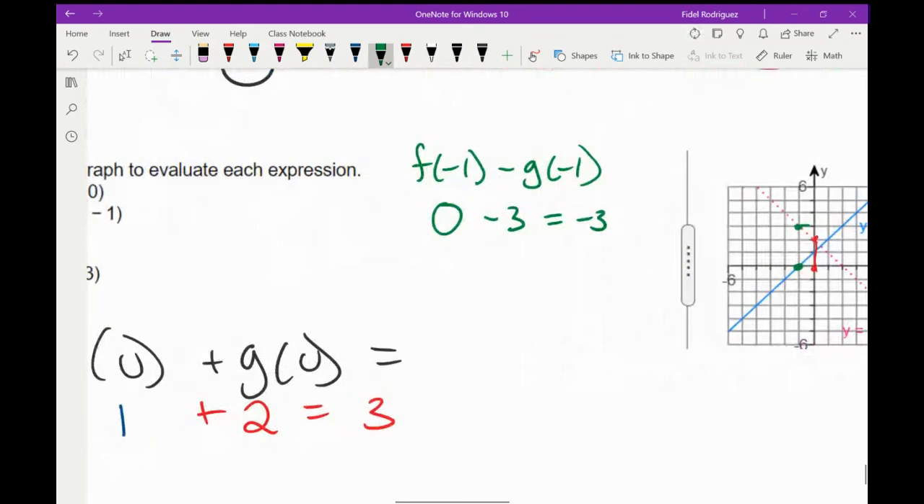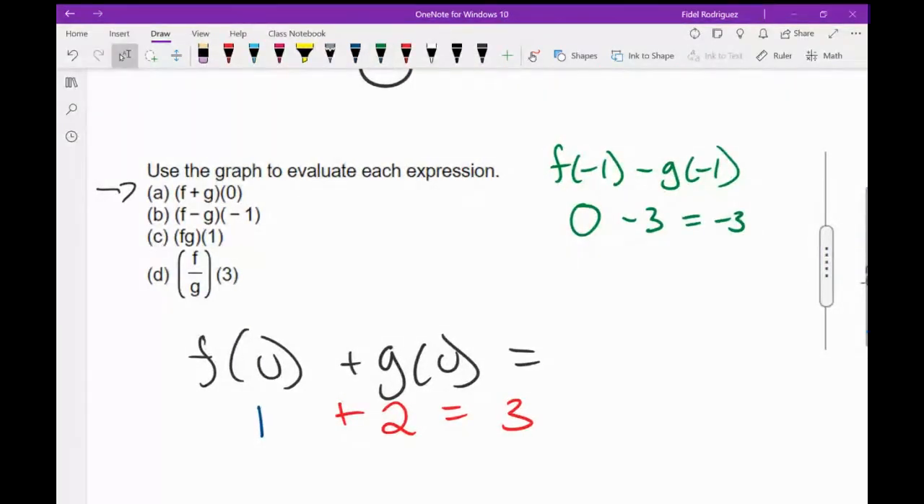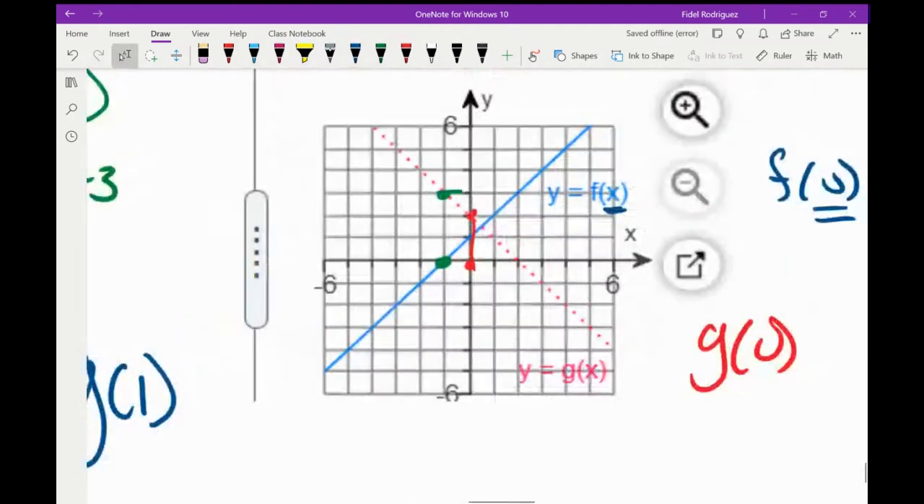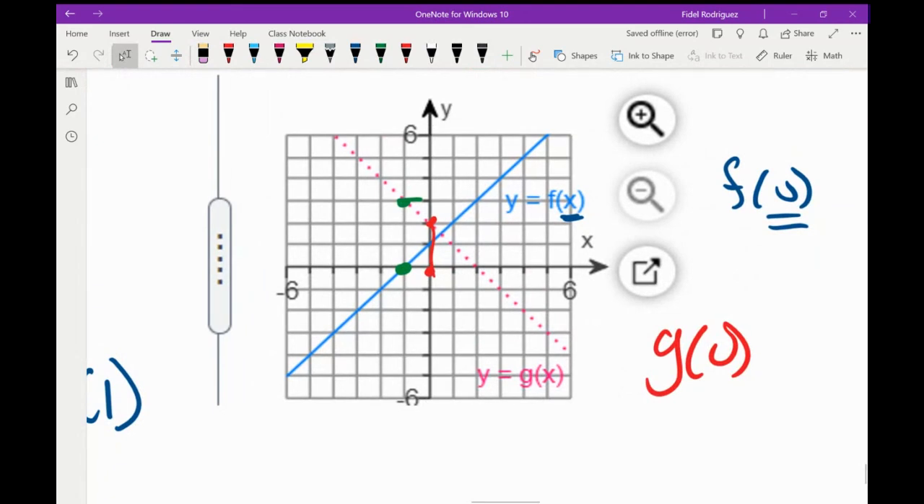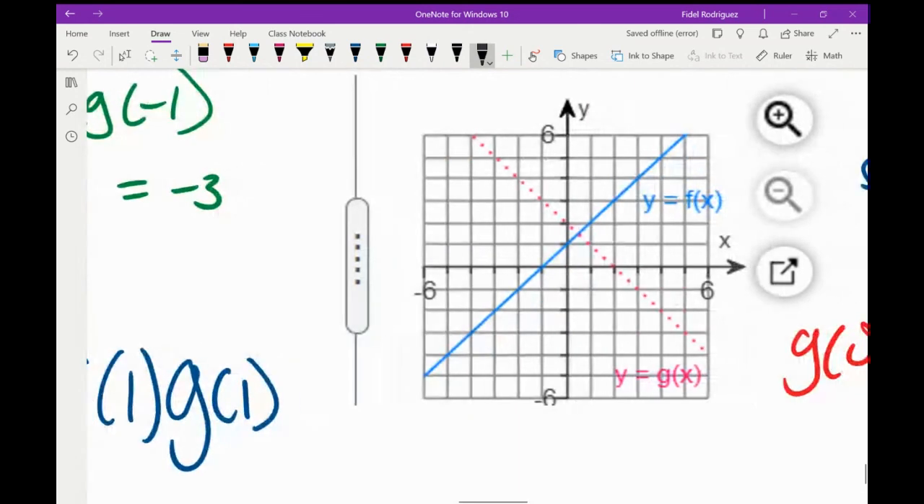Okay? Look, let's do the third part. So part C. Part C says we're going to find f of 1, we're going to find g of 1, and since they're right next door to each other, they're going to be multiplied. Okay, so let's come back over here. Let's look at our picture again. Let me get rid of all this. Okay, and we're doing this at 1.